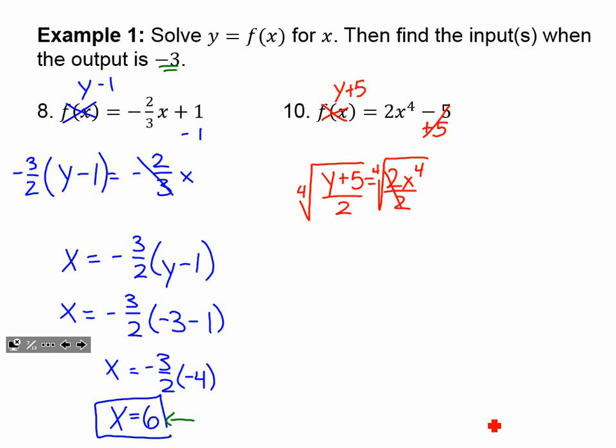Okay, so here's where we're tying in this radical idea. How do we undo a power? Now we have the radicals to do that. So my x value is actually equal to the 4th root of (y plus 5) over 2. Now, taking the 4th root of both sides, it's like square rooting both sides. It really does mean that I could have a plus or minus situation on my hands.